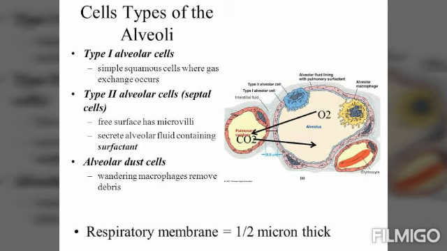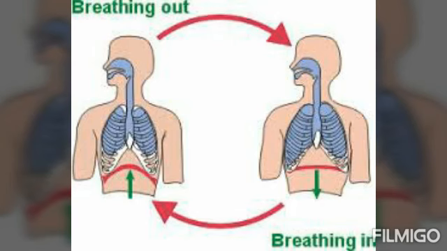This way, the gaseous exchange takes place and the oxygenated blood is carried to the heart through the pulmonary veins. From there, the oxygenated blood is pumped to the different organs of the body. Whereas the waste gases that are produced during gaseous exchange are exhaled out into the external environment.